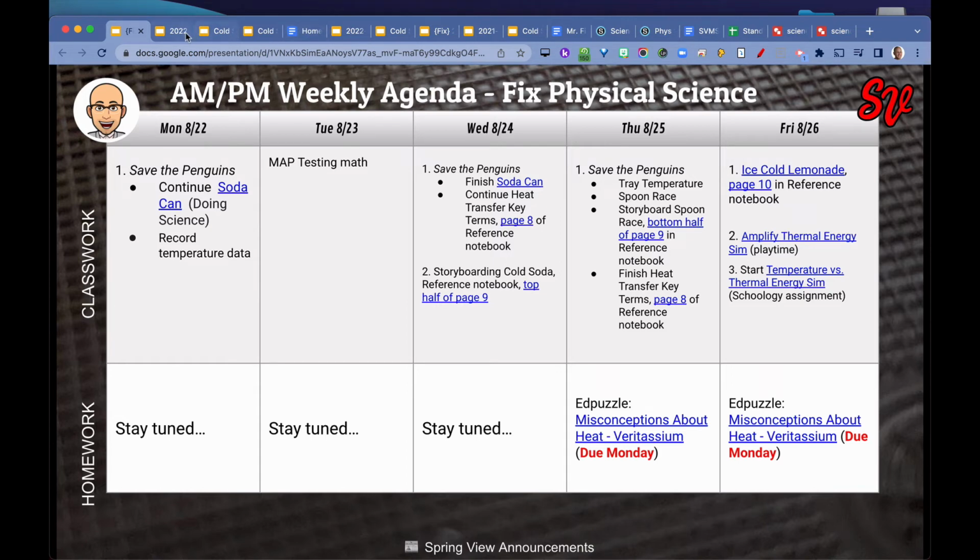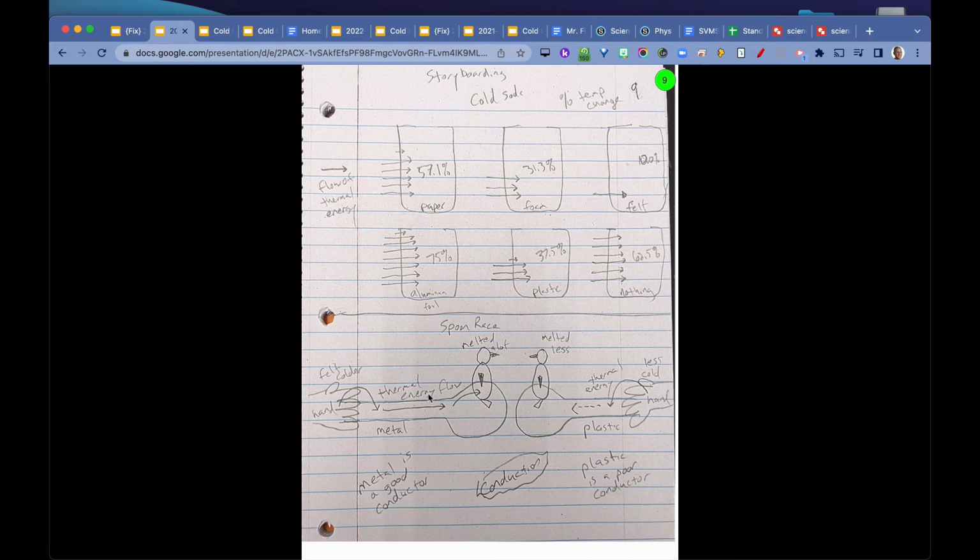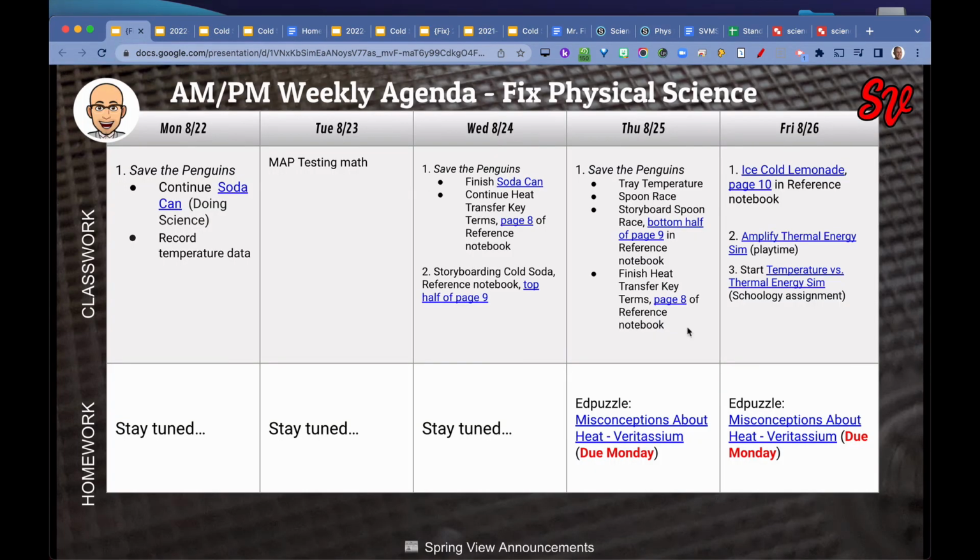So on page 9 of the reference notebook, we visually told the story of what was going on. Basically, metal is a good conductor, so lots of thermal energy was flowing from the hand to the metal spoon to the penguin to melt it, and that's why your hand was getting a little colder. Whereas plastic is not such a good conductor, so less thermal energy was flowing from the hand into the penguin to melt it. The penguin didn't melt much at all on the plastic spoon. So that was that. And then we did an activity today, Friday, Ice Cold Lemonade.